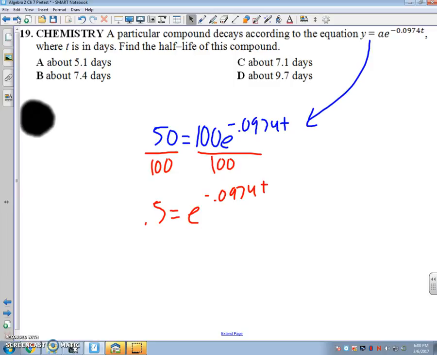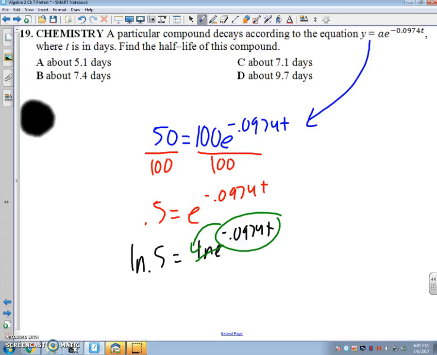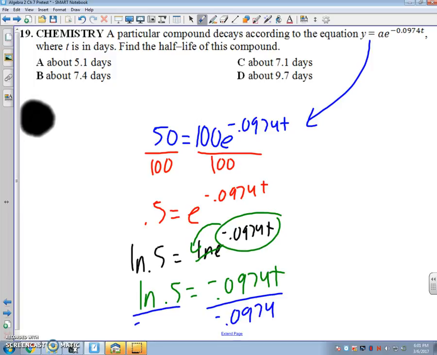I gotta bring the exponent down by ln'ing both sides. So ln of 0.5, ln of e to the negative 0.0974 T. ln of e cancels. This exponent drops down. So my ln of 0.5 equals negative 0.0974 T. Divide both sides by negative 0.0974. This is gone. So T equals, let's figure out what the decimal is.